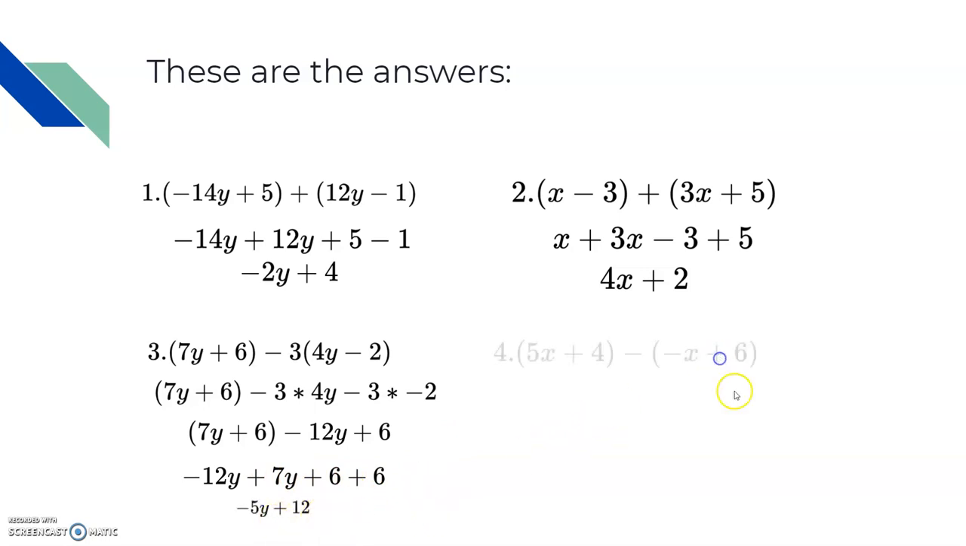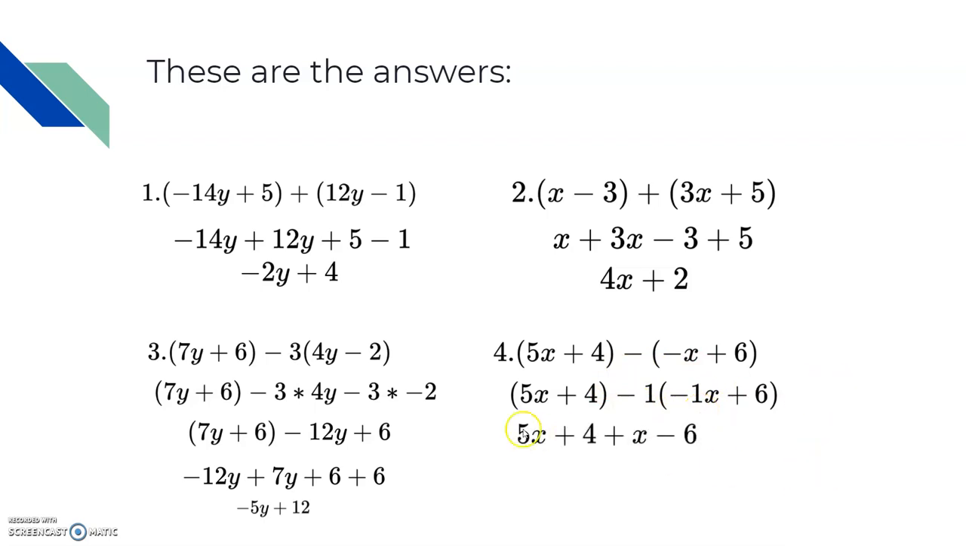Now we're going to combine the like terms: -12y + 7y and 6 + 6. We get -5y + 12. Now for our last question, we have 5x + 4 in the first parenthesis, and we have minus (-x + 6). Now I'm going to make this into a visualization that's easier for beginners to understand. We have -1 in here because when there's no number in front of a parenthesis, it always means there is a 1. And when there's no number in front of a variable, there is also always a 1.